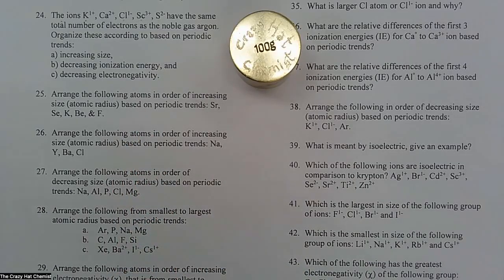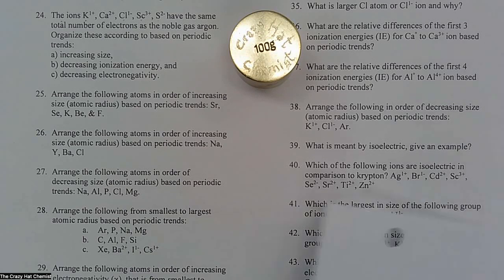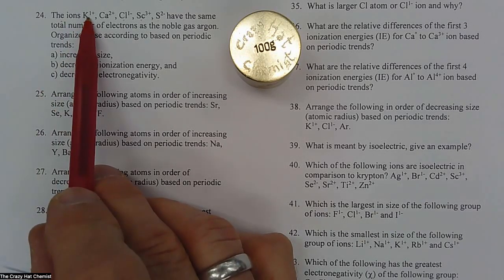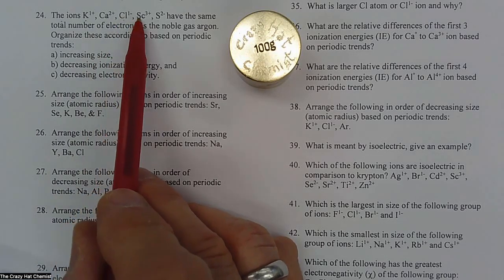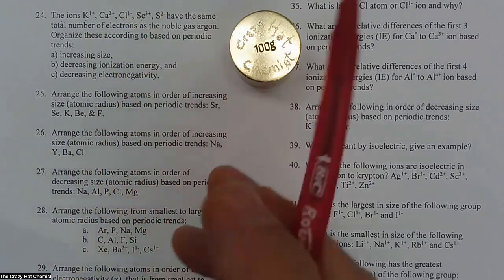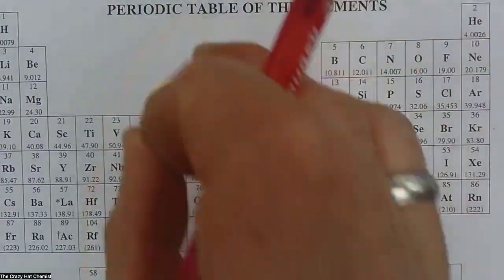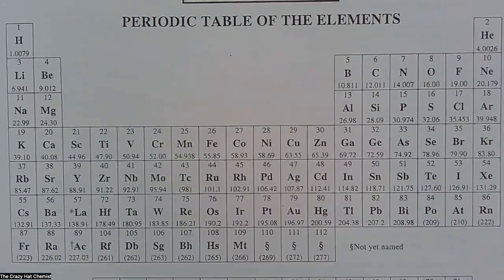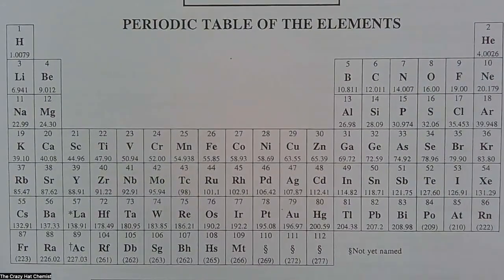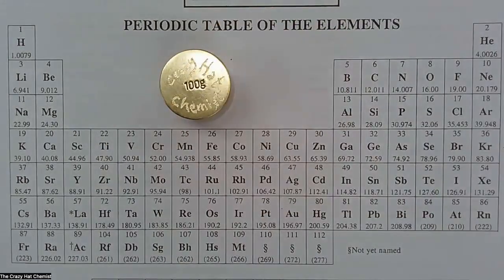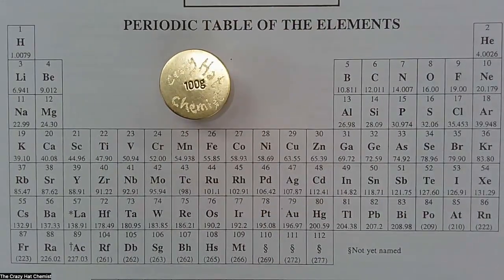This is very similar to problem number 23, so hopefully you understand that component of it. We're almost looking at the same thing. Again, we're going to pull out a periodic table. Hopefully you remember the potassium ion, calcium ion, chloride, scandium, and sulfide ions. Let's find these ions and their associated charges on our periodic table.